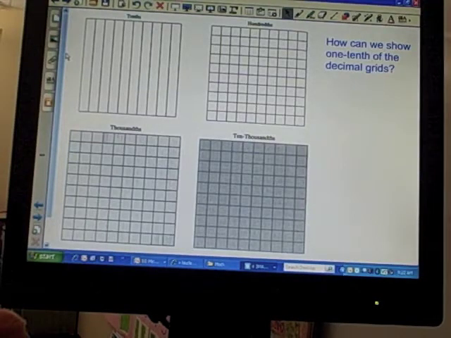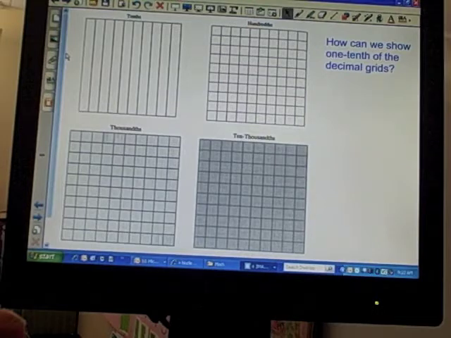Well, now we're going to go back to decimals, and we're going to focus in more on combining decimals together. So adding and subtracting decimals. This is kind of a review. How do we show 1/10 on the decimal grids? So I have 4 different grids.